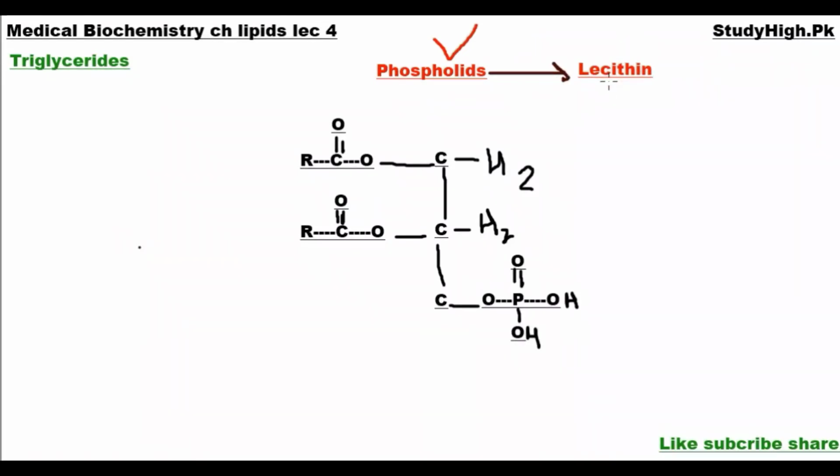What is the structure of lecithin? In lecithin, all the structure remains the same. Lecithin also consists of two fatty acids connected at carbon 1 and carbon 2 of glycerol. But the only difference is that this phosphate is converted into phosphatidylcholine, or this phosphate is modified. The modification of this phosphate group results in the formation of different types of phospholipids.